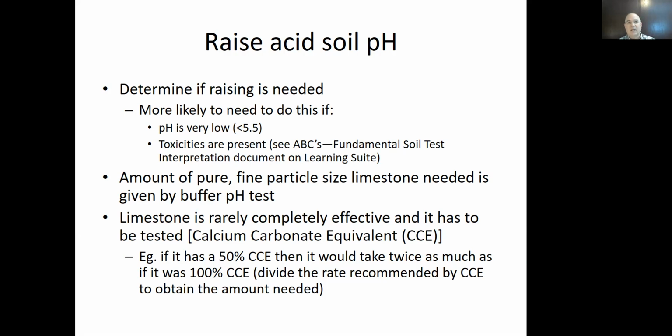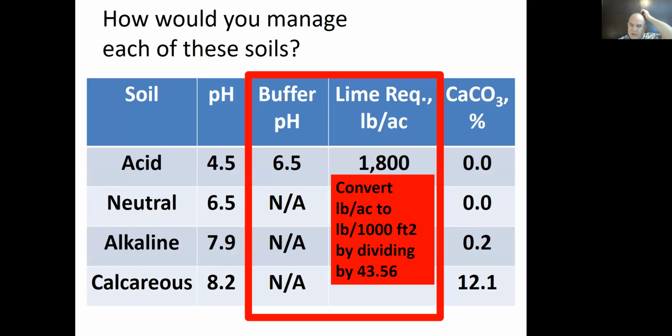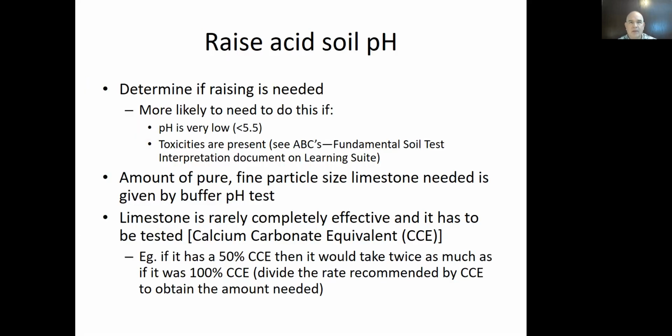Now, once I decide I want to apply the limestone, the amount is once again given to us by that buffer pH test. The value we got here on this lime requirement assumes pure calcium carbonate, which is limestone, that's really finely ground or finely divided material, which means it's extremely reactive. If the limestone's not pure, and most of the time it's not, or it comes in large particle sizes, it's not as effective. It doesn't work as well. And so we might have to do this adjustment.